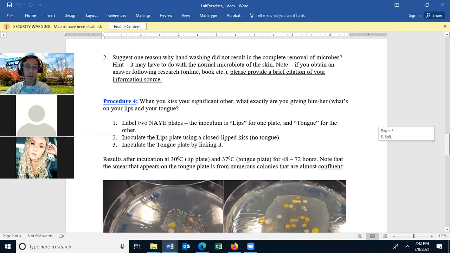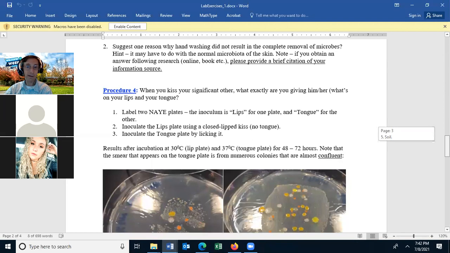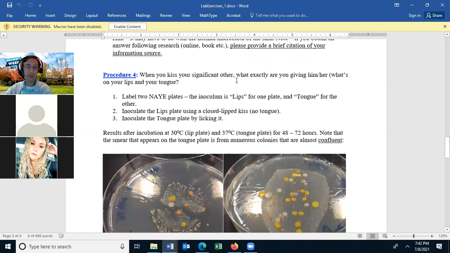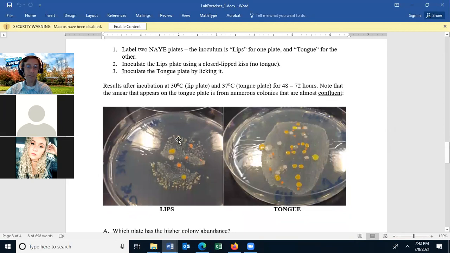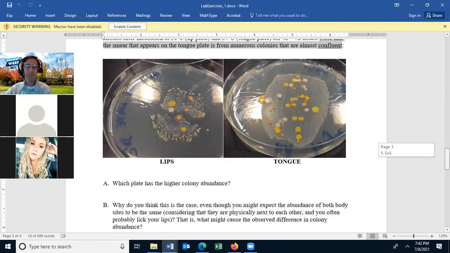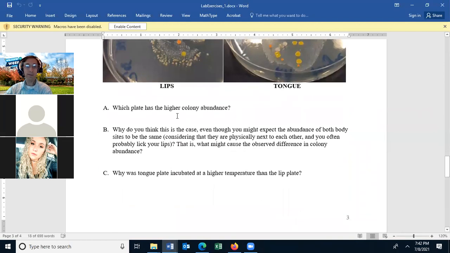Procedure 4, when you kiss your significant other, exactly what are you giving him or her? You don't need to answer that question. It's just starting the procedure. What we did was somebody kissed an agar plate here, touching the lips there, and then somebody put their tongue on the agar plate there. You should note that I put a note that you should read before you answer the questions for the tongue plate. The question is 1A, what plate has higher colony abundance, the lips or the tongue?